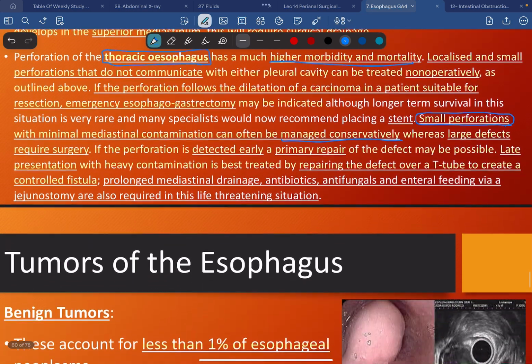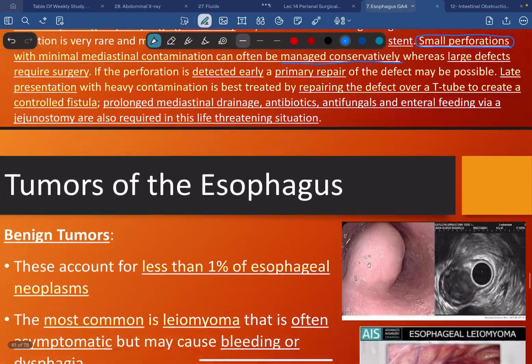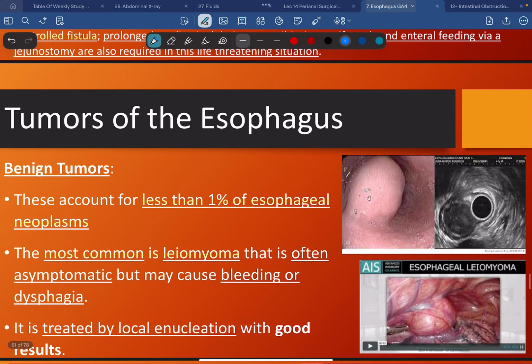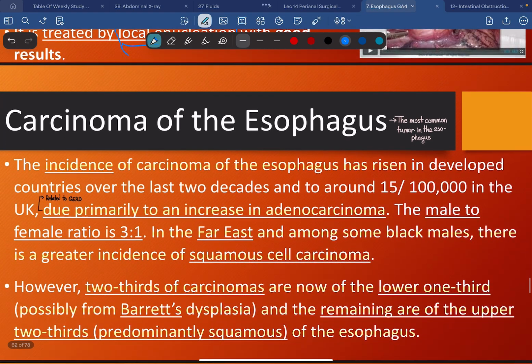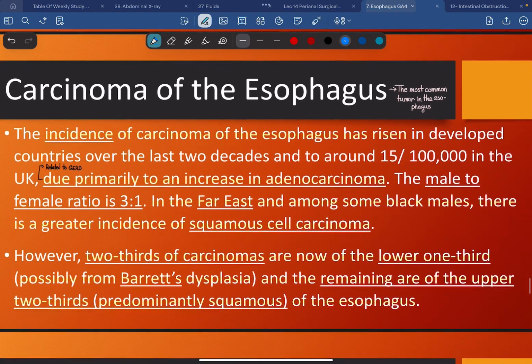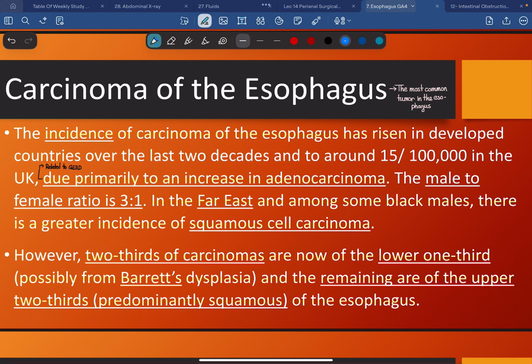Tumors of the esophagus. Benign tumors of the esophagus are rare. Leiomyoma of the esophagus can be treated by enucleation, simple enucleation. The carcinoma is the common tumor. The incidence is about 15 in 100,000. Male to female ratio is 3 to 1. In the Far East, cases of squamous cell carcinoma are more commonly seen.